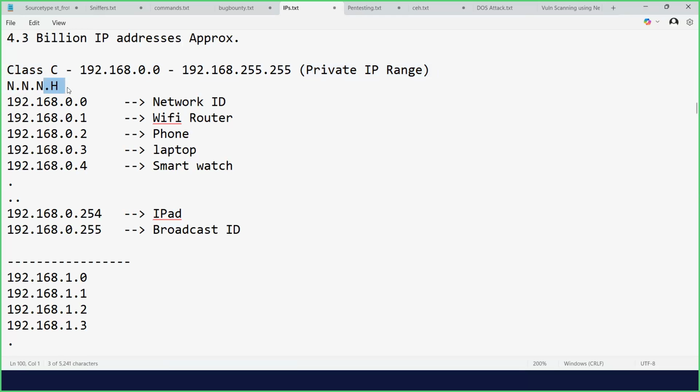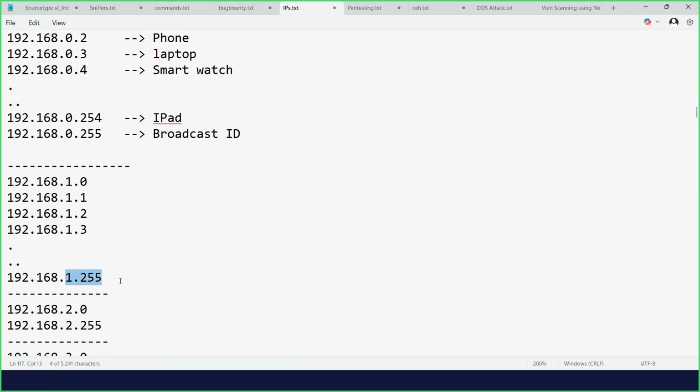Now, if you remember the sequencing from the last class, after 0.0, we have the next IP 0.1. After that 0.2, after that 0.3, then 0.4, then 0.5, then 0.6. It goes all the way up to 0.255. After 0.255, you have 1.0, 1.1, 1.2, 1.3, which goes up to 1.255. Then you have 2.0, which goes up to 2.255. We learned the sequencing in the last class, right?